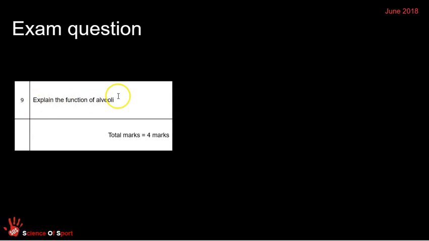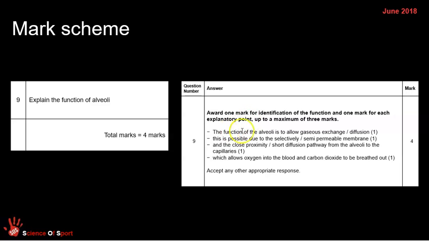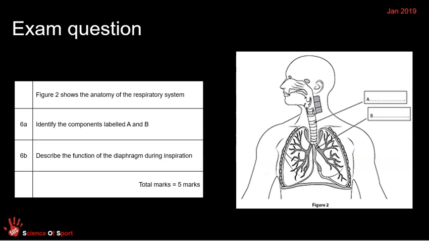Here's another one. Explain the function of the alveoli for 4 marks. So the function of the alveoli is gas exchange. It's a semi-permeable membrane. It's a short diffusion pathway to make it easier for diffusion to happen. It's where oxygen and CO2 are moved into and out of the blood and the lungs to breathe out.